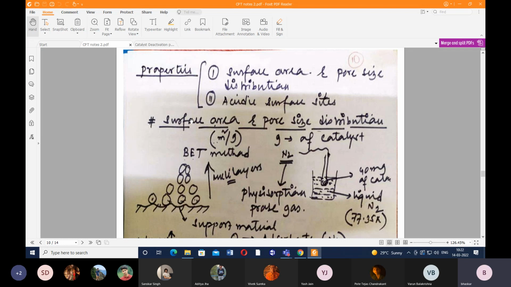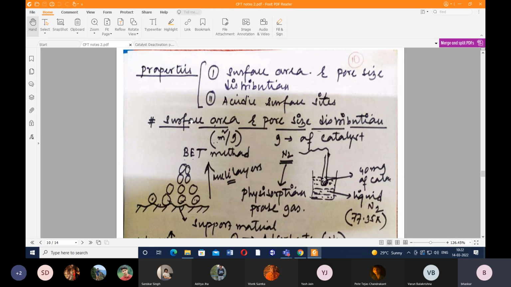However, if we are handling a silica alumina based catalyst, then silica alumina has a surface area of around 400 meters square per gram. Let's assume we are using a zeolite based catalyst. Zeolite has a very high surface area, around 700 meters square per gram.